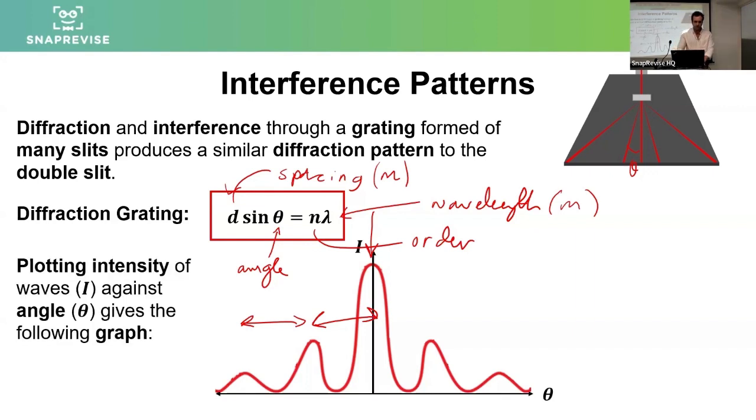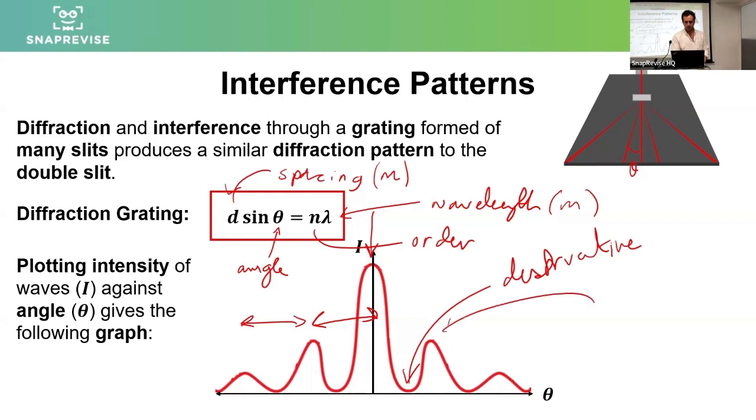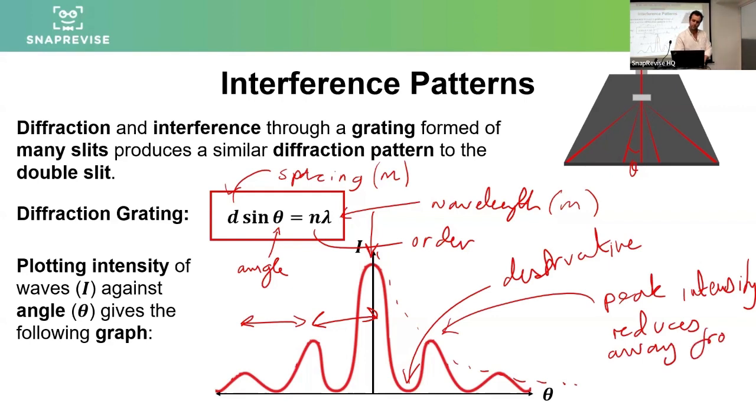Plotting intensity of the waves against angle gives the graph below. Okay. So you still have destructive interference. And you still get peaks. But the peak intensity does reduce. You get this sort of envelope of peak intensity dying off.